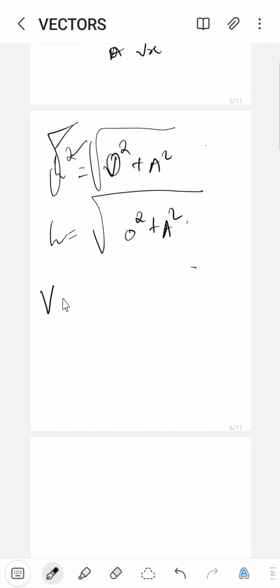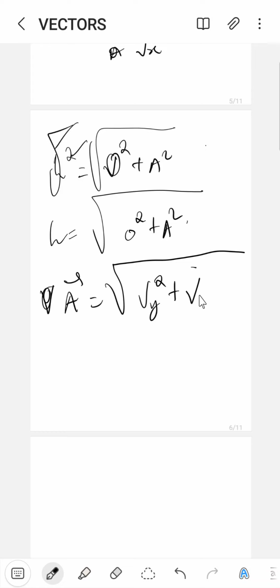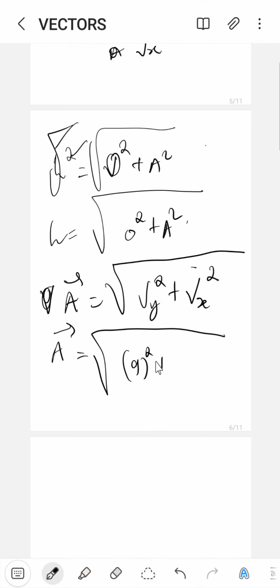Hypotenuse is the velocity, in fact, the vector A. The square root. Opposite is vector component y, squared, plus adjacent is vector component x, squared. And we know what these components are. So the square root of y is 9 squared plus this is -5 squared.